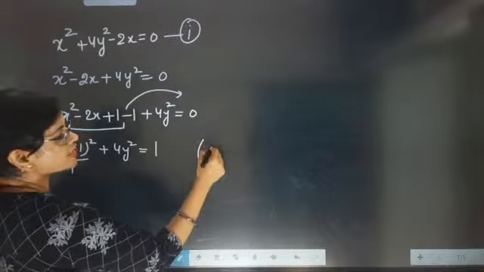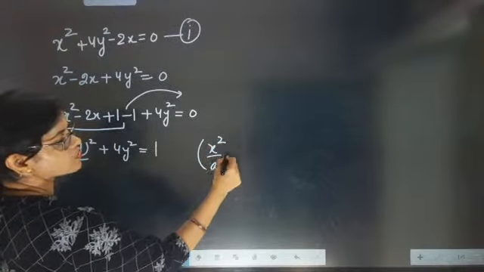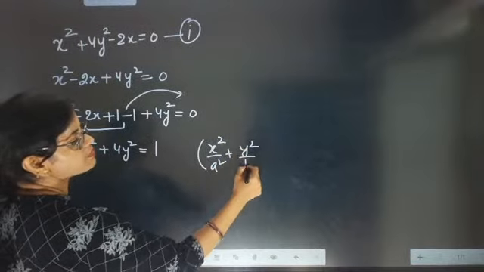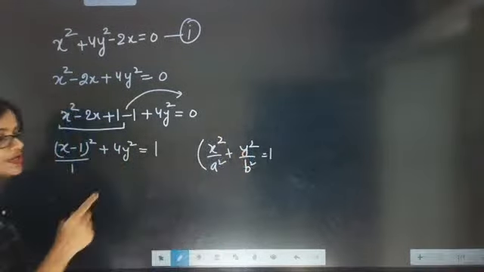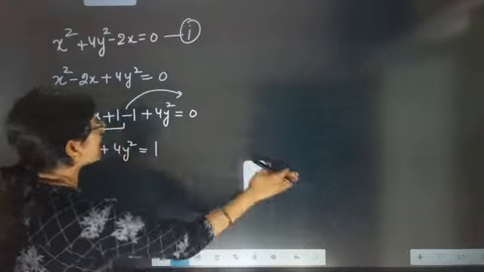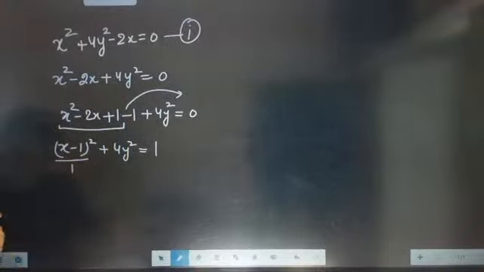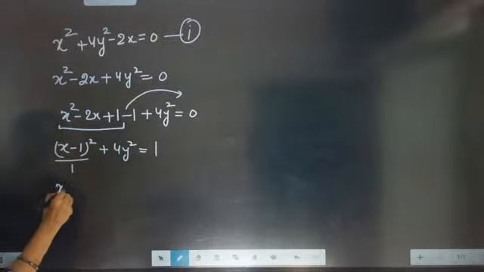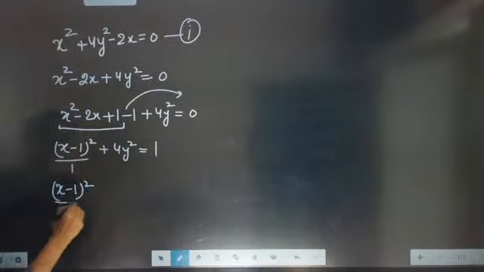And the equation of an ellipse is x square by a square plus y square by b square equal to 1. There should be no coefficient with y square. So what I am going to do is I can shift this one down. How to shift this one down? I can write like this: x minus 1 whole square. This is coming for a square.